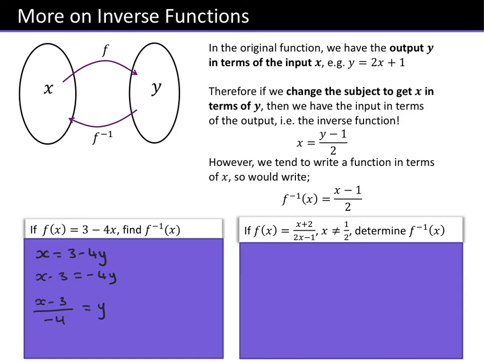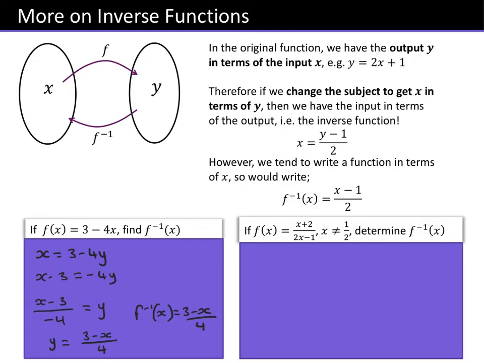Now, just to say, we don't really like having a negative as a denominator just like that. So if I divide everything by minus 1 on the left-hand side, or multiply everything by negative 1, this is the same as writing y equals 3 minus x over 4. So that means my inverse function equals 3 minus x over 4.